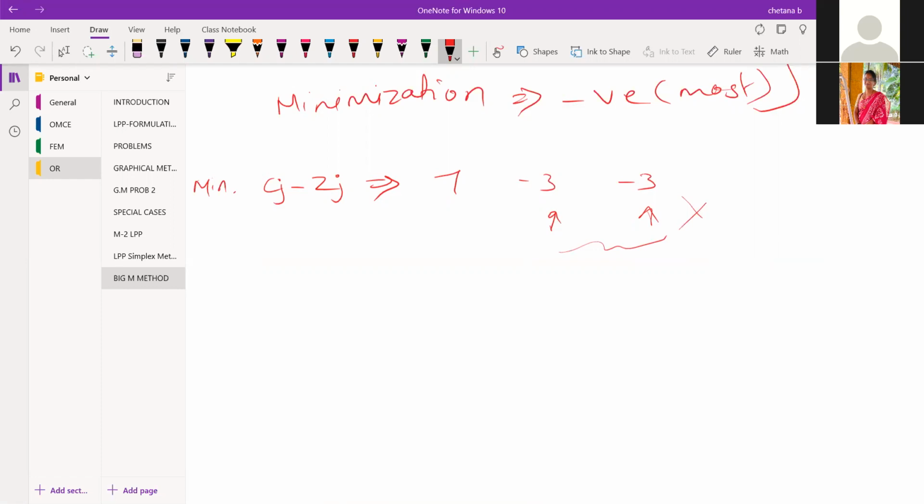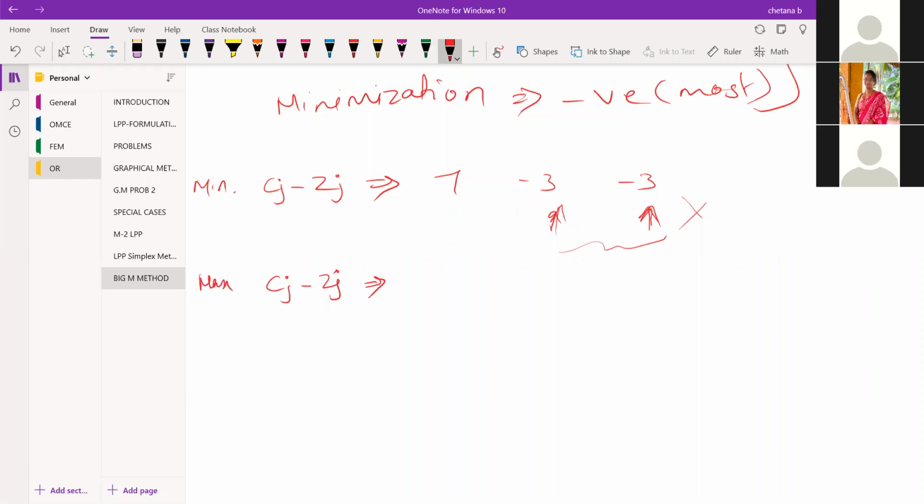The column is of your choice. You can pick this as the column or this as the column. Anything, both are correct. This is applicable when Cj minus Zj becomes like this. But similarly, on the ratio, you have to apply the degeneration.